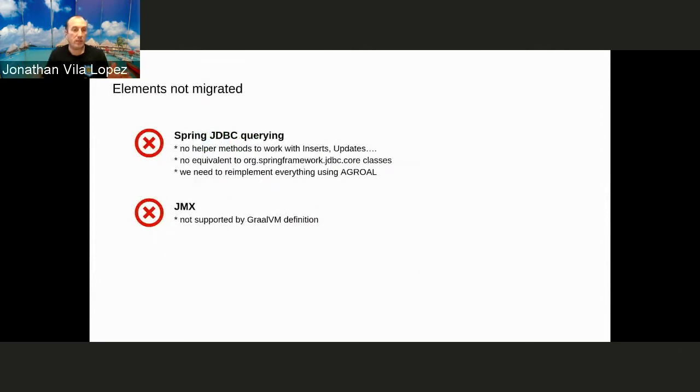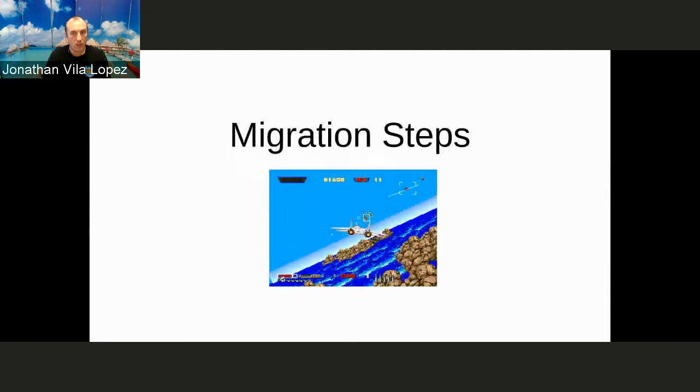We didn't migrate everything. The project came with 3 different layers of persistence: spring-data-jpa, JPA, and Spring JDBC querying. And we only focused on the JPA one, so the standard one. And we also didn't migrate the JMX stuff, just because it was not clear if it was supported or not by GraalVM, so we didn't explore that path for this, let's say, POC. So let's move to migration steps.